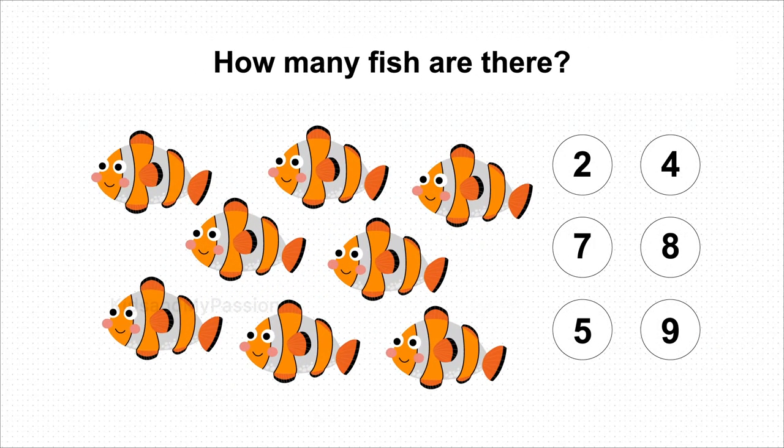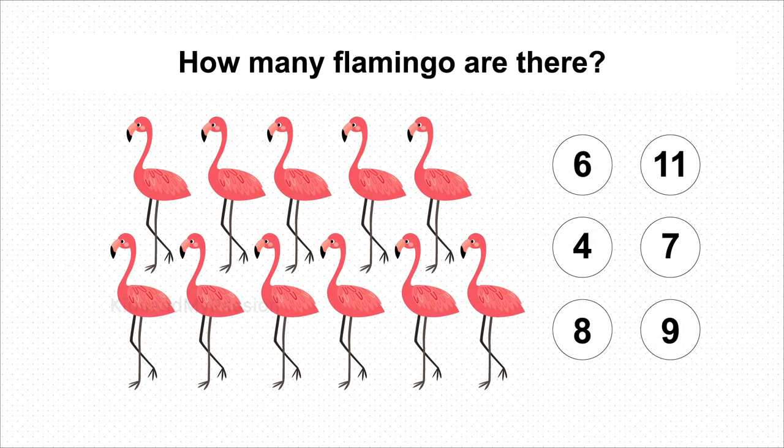In this picture, how many fish are there? Yes, it's 8. In this picture, how many flamingos are there? Yes, it's 11.